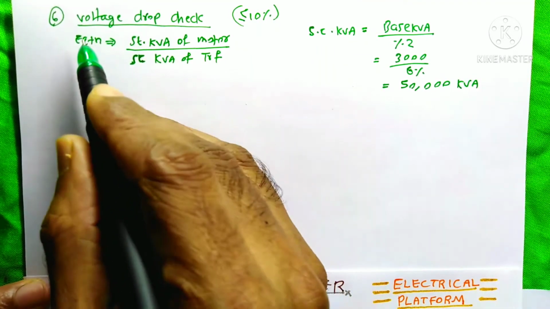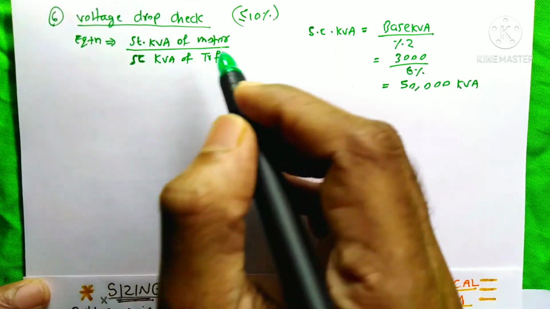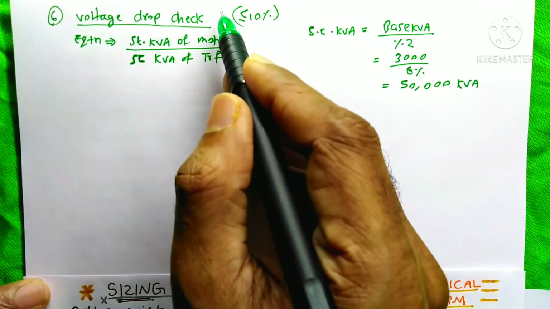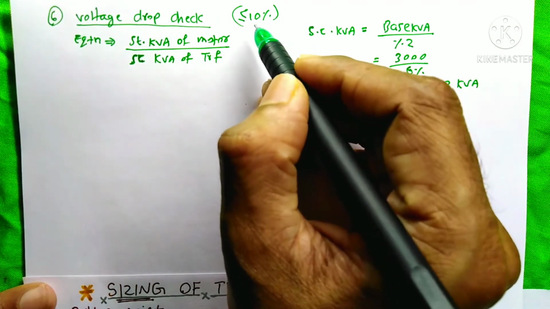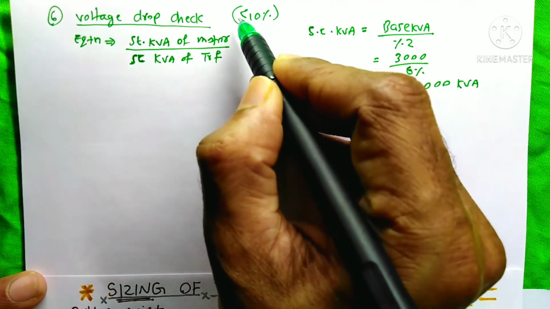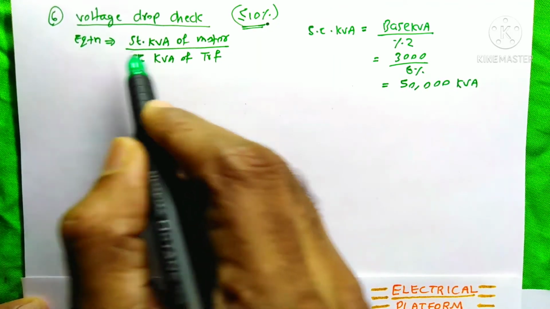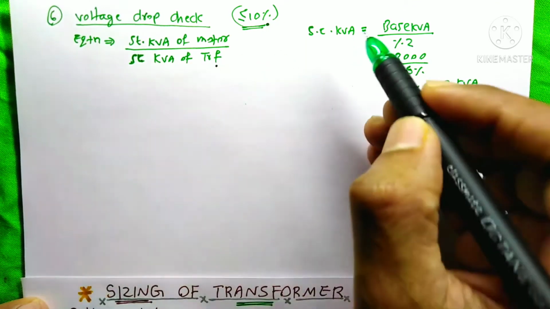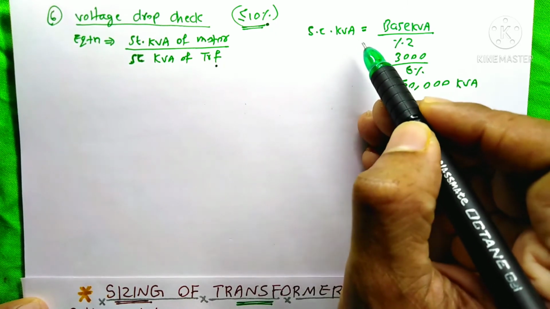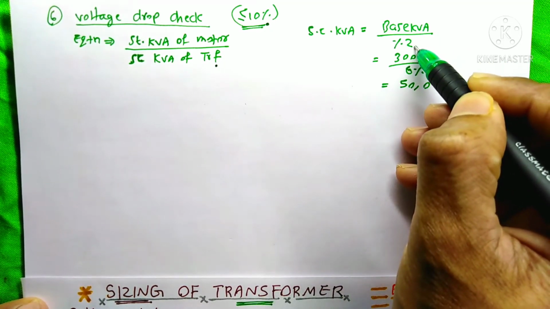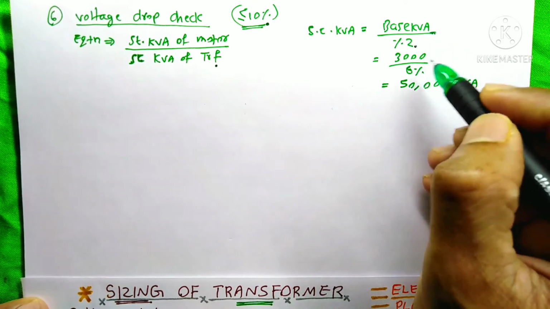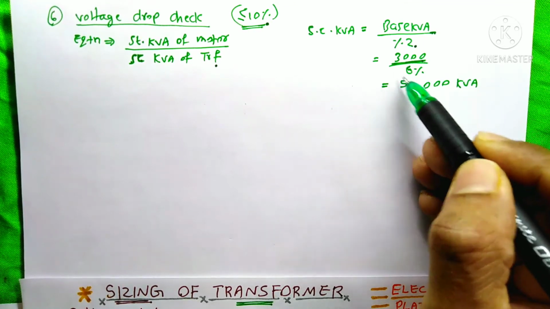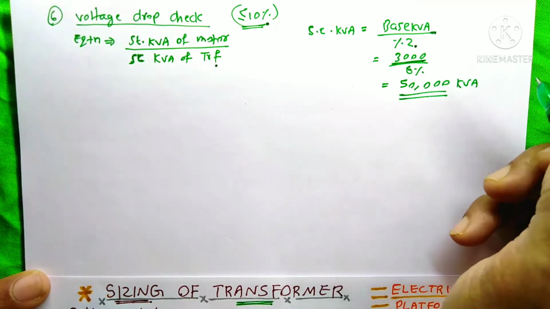Now when all the loads are running, at that time we are going to connect our motor. We need to check if there is any voltage drop in our system. You know, according to international standard, it is allowable only less than or equal to 10%. Here the equation is starting kVA of motor divided by short circuit kVA of transformer. And here short circuit kVA is equal to base kVA by percentage impedance of the transformer. So for base kVA we just take our transformer's kVA. And here we assume that the percentage impedance is 6%. Here our value will be around 50,000 kVA.